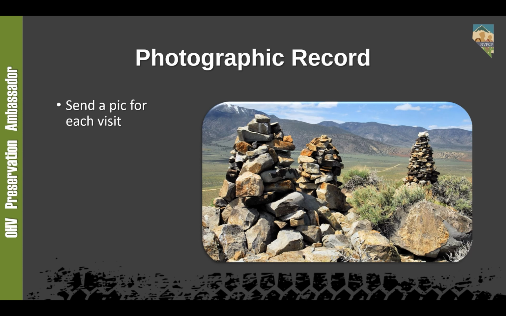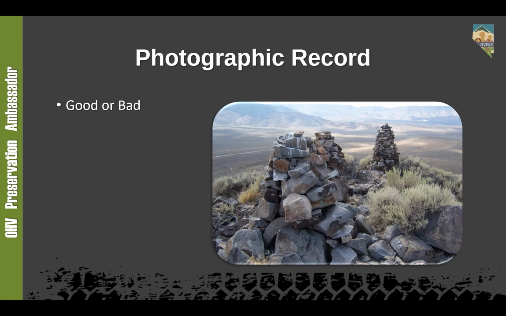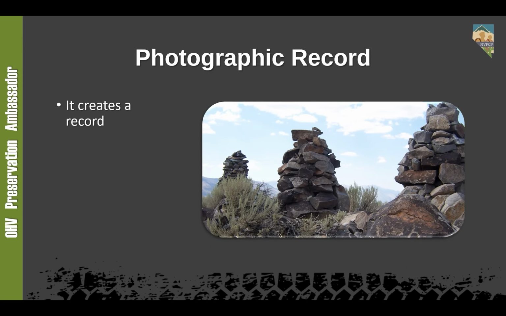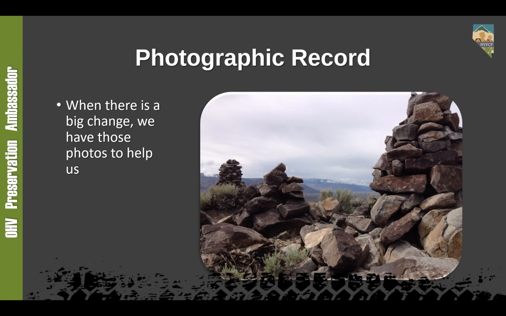Right? And some people may be like, well, why should I take a picture every time I go out and look at a site? Really, this photographic record is developed over time. So if you go out to the same site once a year and you take photos, and those photos are good or bad, when something bad does happen or there's a big change, we have those photos to show that this wasn't a natural decline. This is somebody knocked this over and it's an issue. And then we have a little more information.